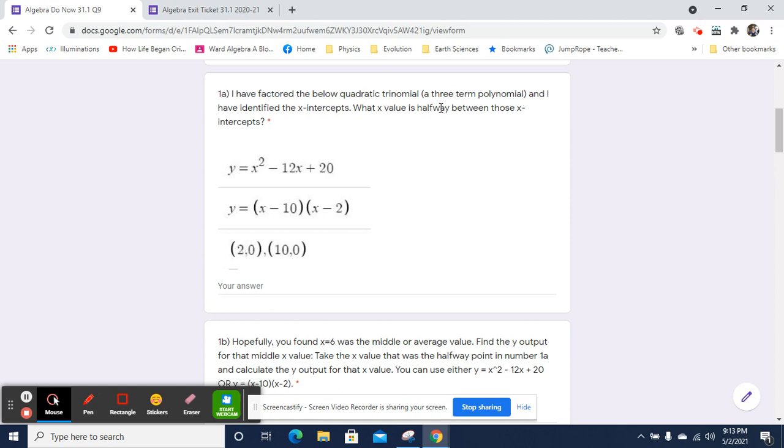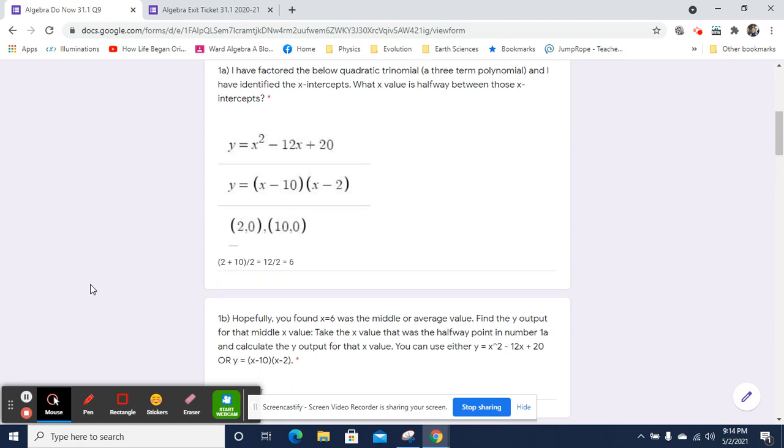Now what I want to know is what is the x value that's halfway between them? And that's just the average. So I'm going to say 2 plus 10, and then I'm going to divide by 2 since I added two things. So that'll be 12 over 2, and that'll be 6. So 6 is the average or halfway point in that parabola.